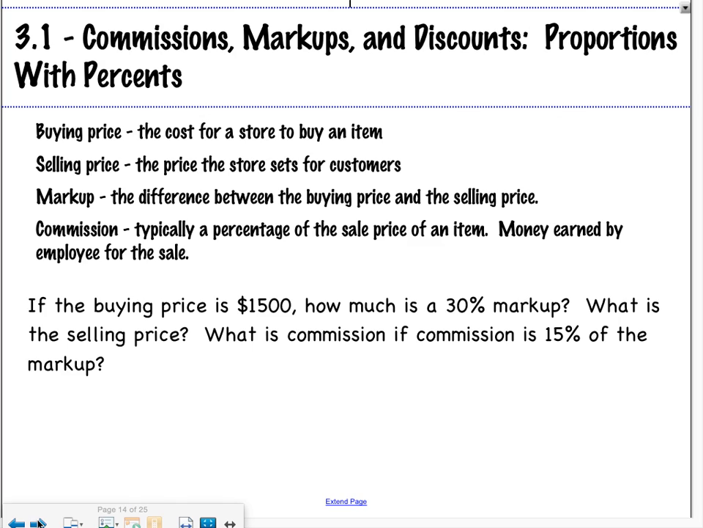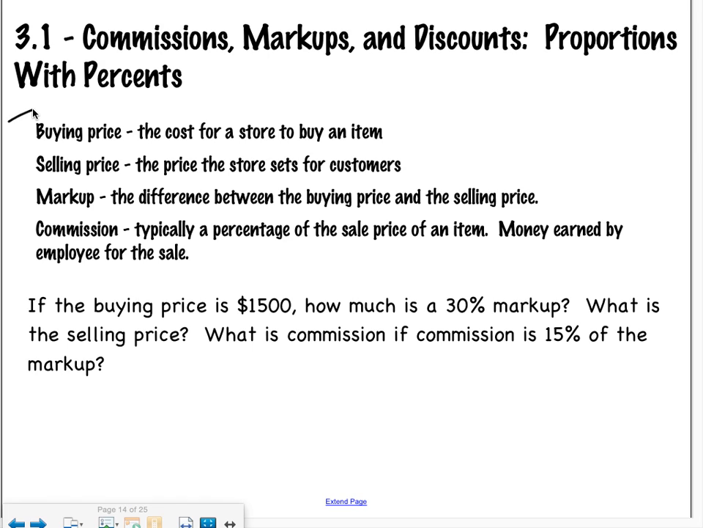All right, moving on to 3.1. So here, I just listed the vocabulary. So we know the buying price is the cost for a store to buy an item. The selling price is the price the store sets for customers. The markup is the difference between the buying price and the selling price, and the commission is typically a percentage of the sale price of an item, and it's the money earned by the employee for the sale.